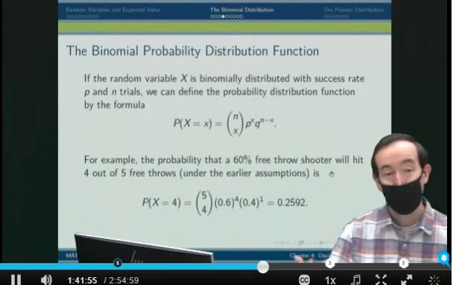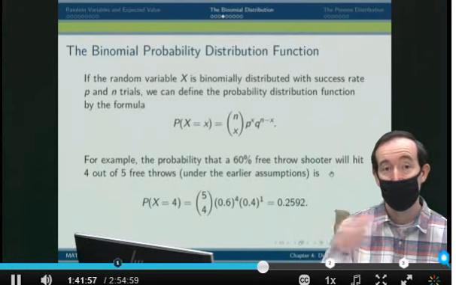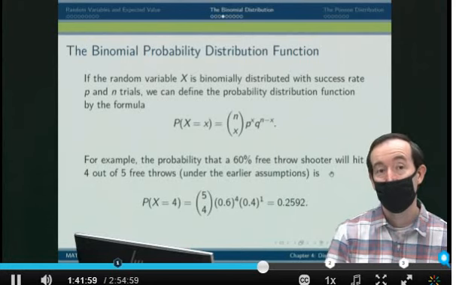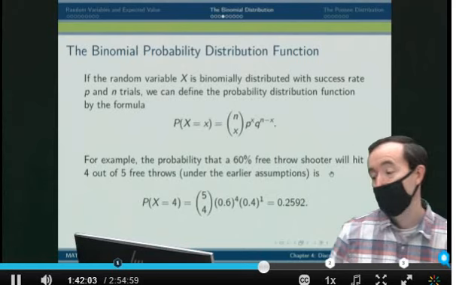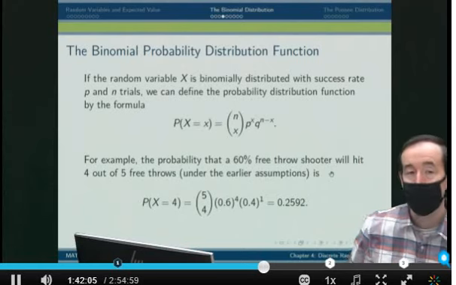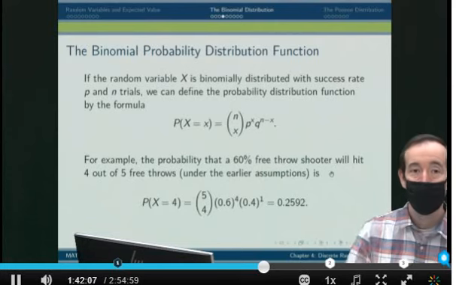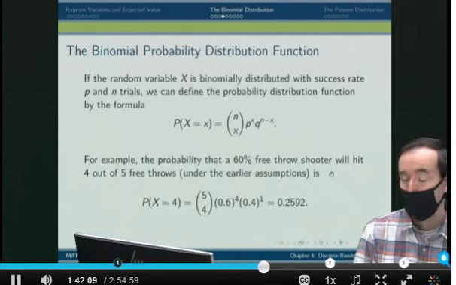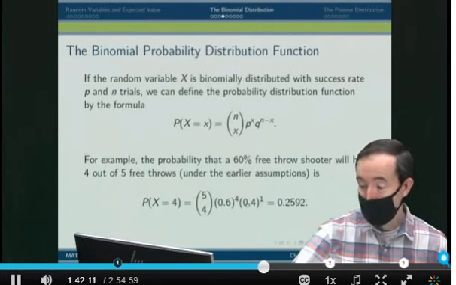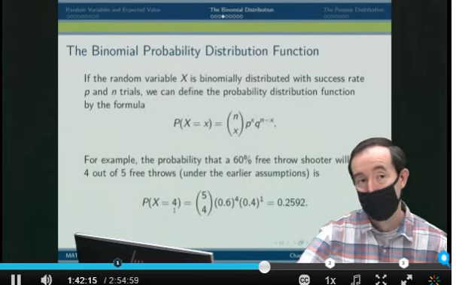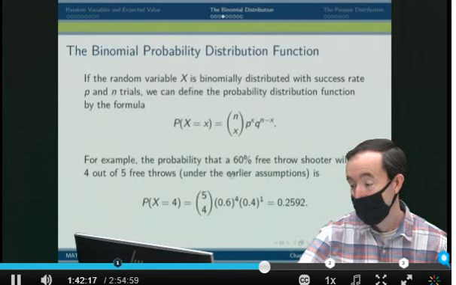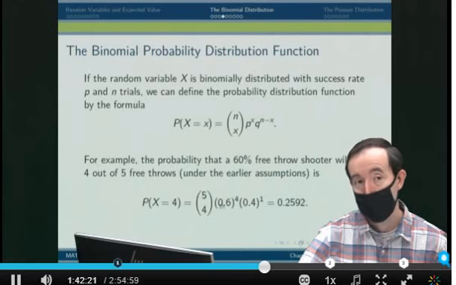So here's an example with a non-fair situation, a non-even. P and Q are not the same. What is the probability that a 60% free throw shooter will hit 4 out of 5 free throws, if we assume each free throw is independent? Well, we're looking at the probability that my random variable takes the value 4. It could be anything from 0 to 5. The success rate is 0.6, 60%.